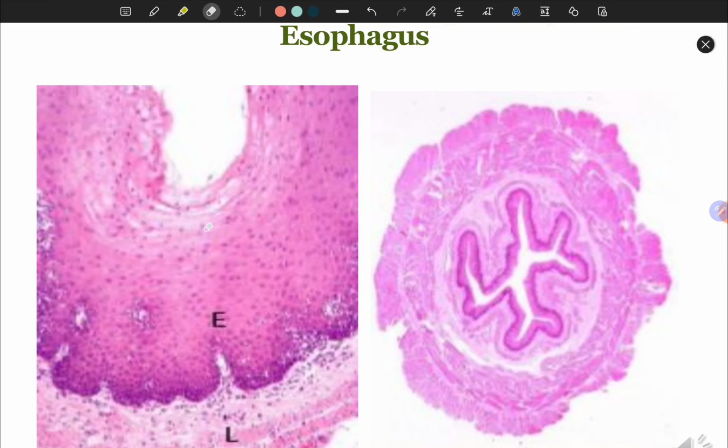Beneath it, we have here the lamina propria, which is pinkish in color. And then the cross section would be the whole tube. So we'll start from the lumen, and this is the epithelium, lamina propria, and if you concentrate here, you can see this thin line.